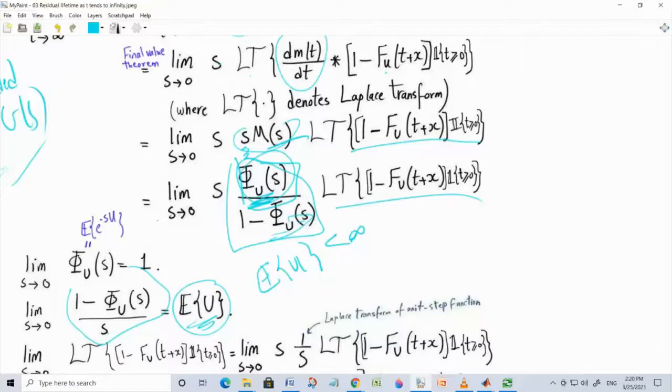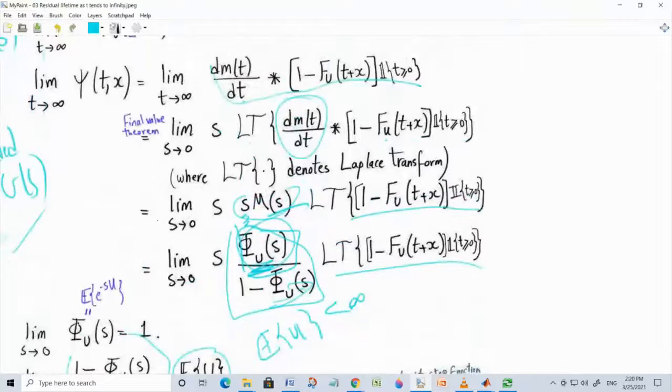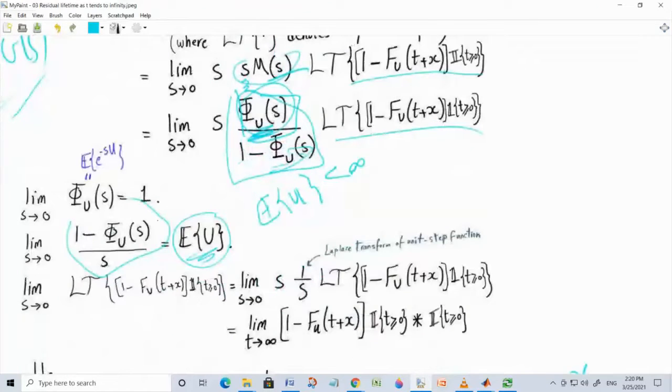So there are no worries. You can basically do these steps as I did them. I cannot demand that you do things more rigorously than what I am doing here in the lecture. Okay, so any question?